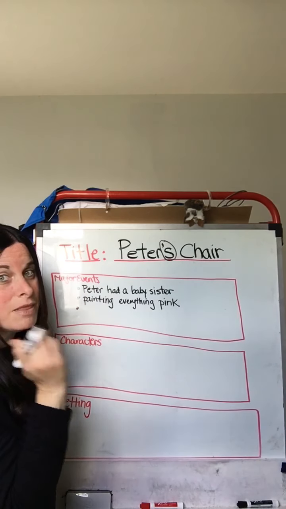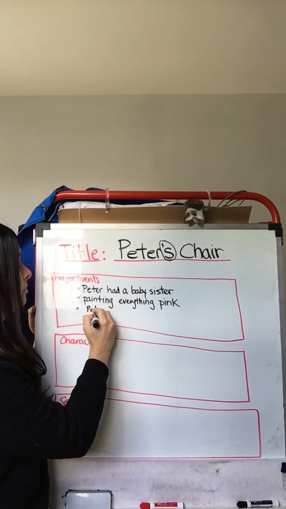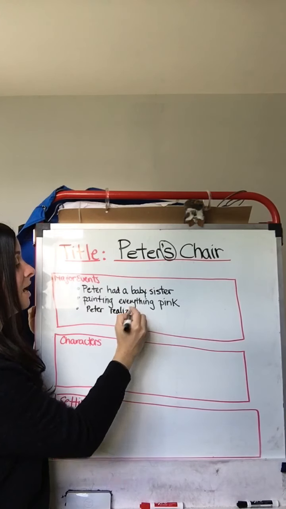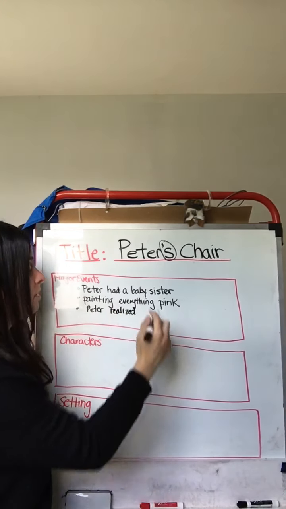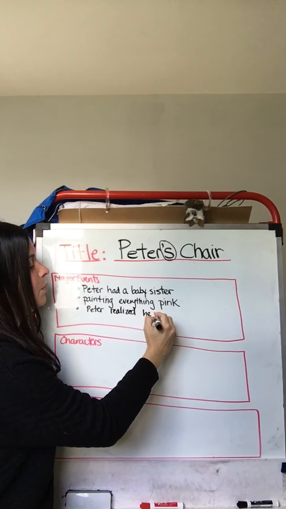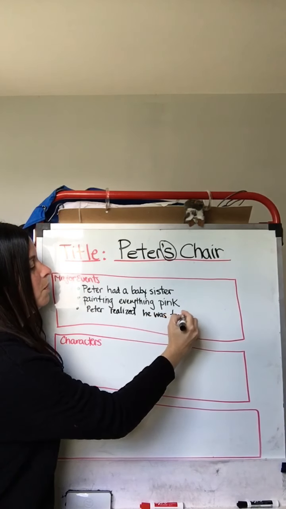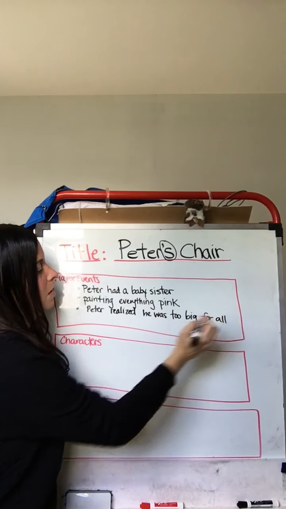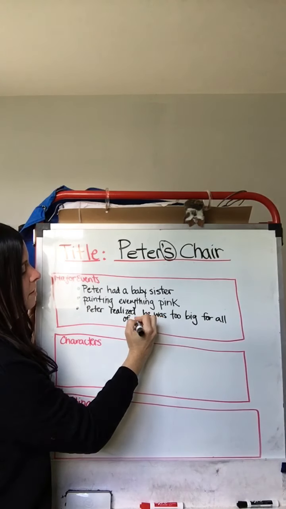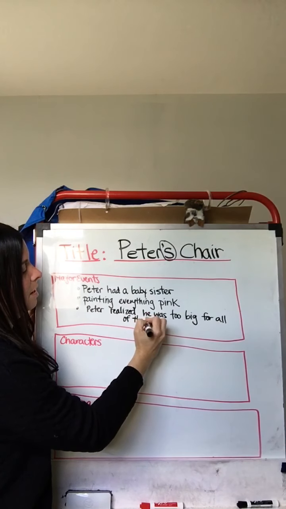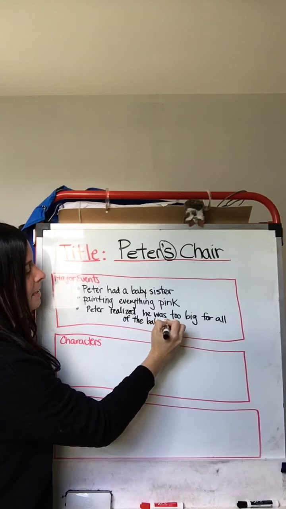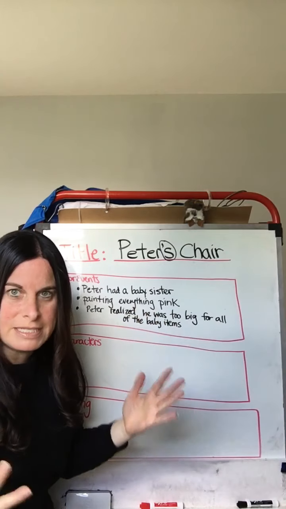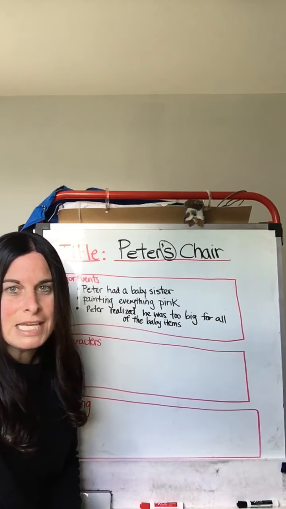Then what happened? Another major event was when Peter realized, right? When he went outside and he sat in the chair, he realized he was too big for all of the baby items, right? The high chair, the crib. That was like a big realization for him when he sat in that chair and he couldn't fit.